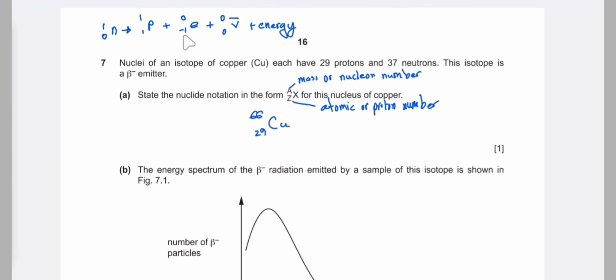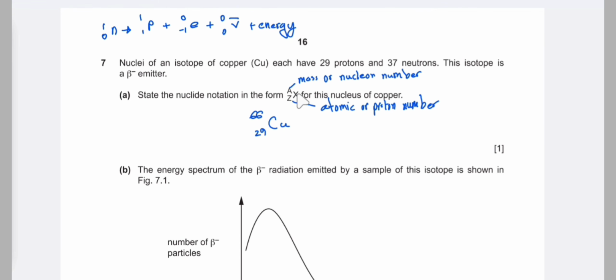So with an electron or beta minus particle, an antineutrino is emitted, and with a positron or beta plus particle, a neutrino is emitted. And obviously, energy is also emitted. Now, state the nuclear notation in the form of A X Z for this nucleus of copper.